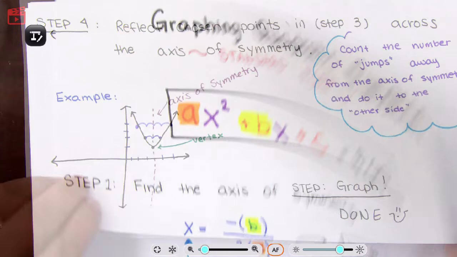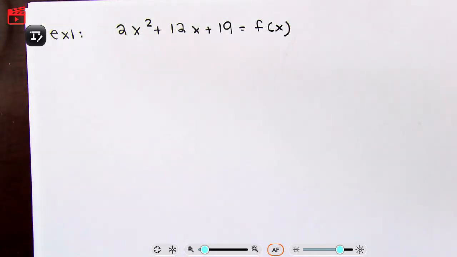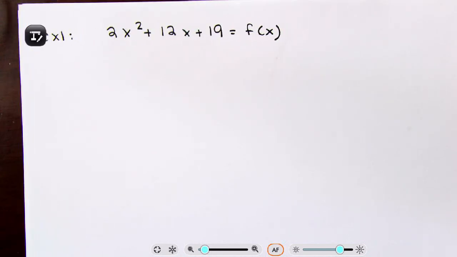Go ahead and do some examples. So I'm going to have my steps out in front. So we have our 4 total steps. And let's start with the first one. Step number 1 is to find the axis of symmetry. So how do we do that?